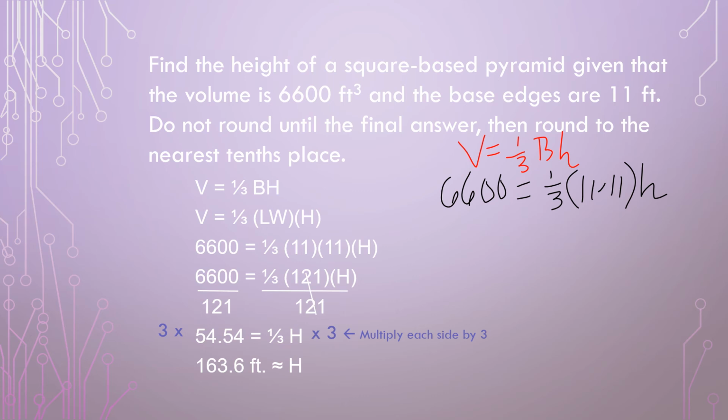11 times 11 is 121, and again, you can do it the easier way, which is right here, by not dealing with fractions and just multiplying both sides by 3 to get rid of that 1/3. And then we would get approximately 163.6 feet for the height.